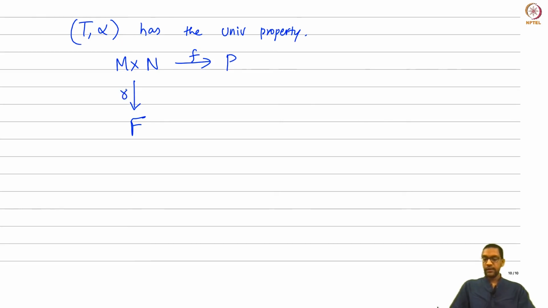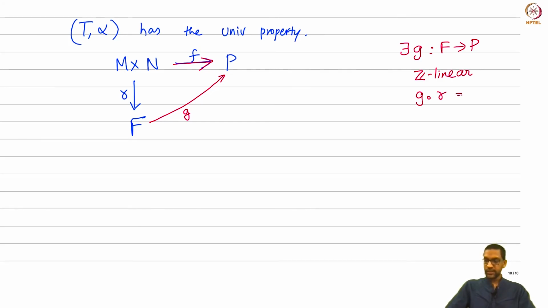We said, okay, first we know that the free group F, the free Z module, has a universal property, which is that given any set map from M cross N to a group P, to a Z module, it gives you a unique map from F to P. Okay, so this is a map. Let's call it G. So there exists a map G from F to P. This is a Z linear map satisfying G composition gamma is F. Okay, and this is by the universal property of free abelian groups or free Z modules.